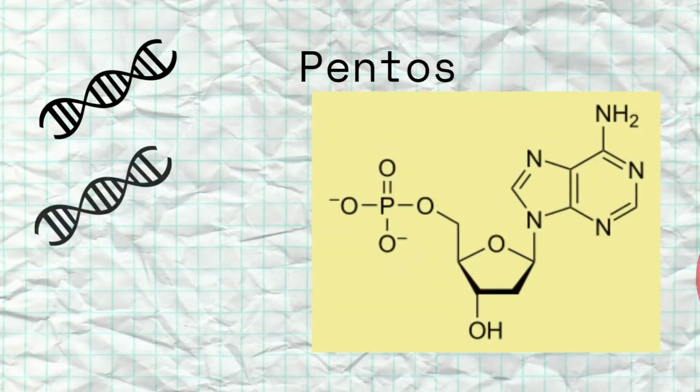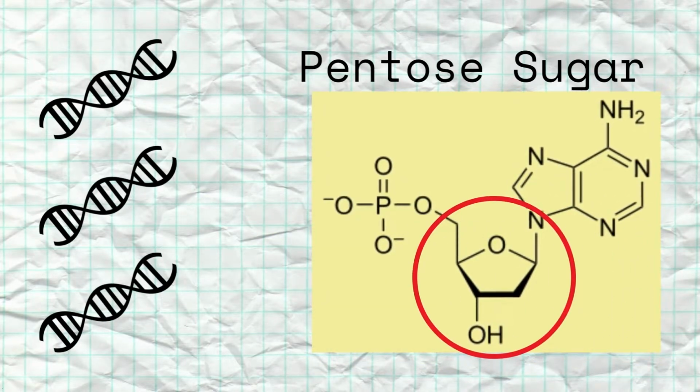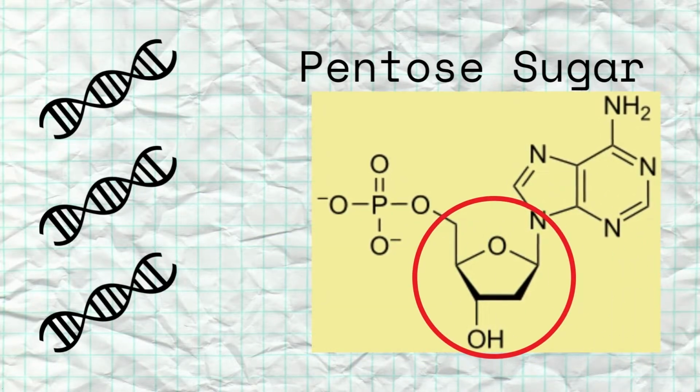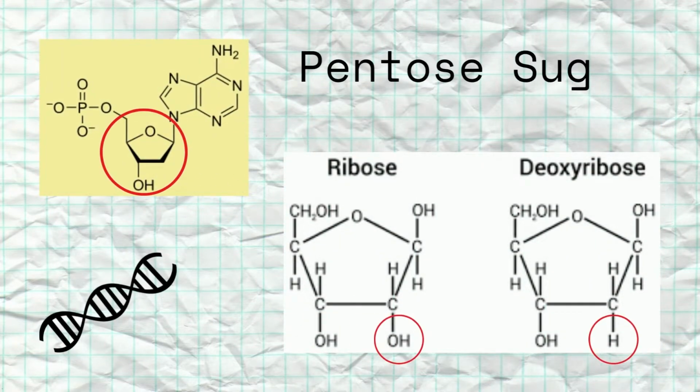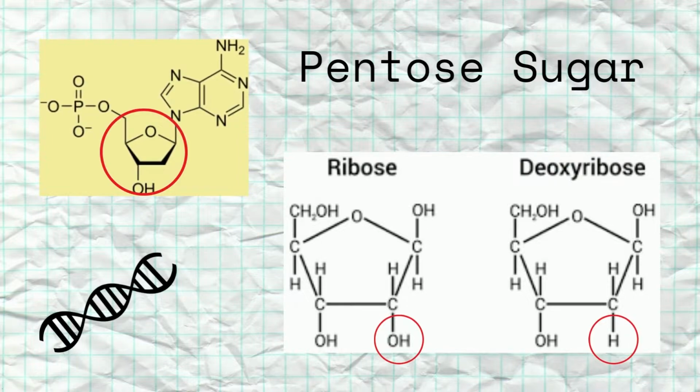The first component is pentose sugar, which is a 5-carbon furanose where the 5th carbon lies outside the ring. The carbons are numbered in a clockwise order, and there are two types of pentose sugar, namely ribose and deoxyribose. The difference is that ribose has an OH group at the second carbon, while deoxyribose has a hydrogen atom at the second carbon. There is no oxygen atom bonded to the second carbon, so it is called deoxyribose.